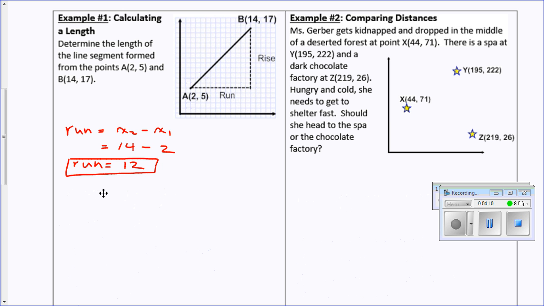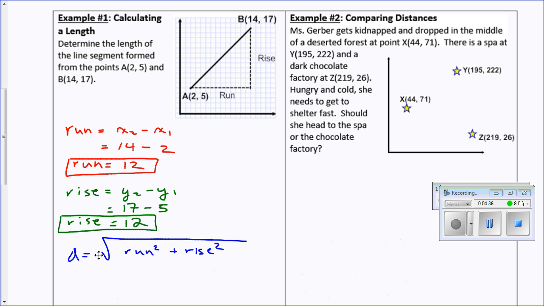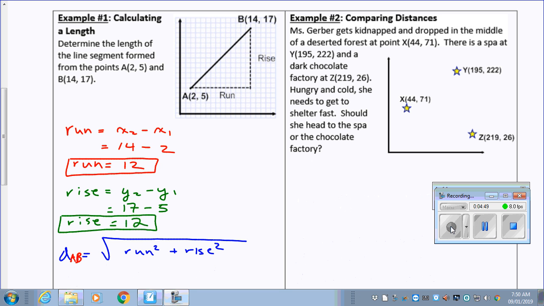Now, the next thing that we have to do is calculate our rise. Our rise is given by y2 minus y1. So y2 is 17, and 5 is our y1. So we end up with this as our final answer. Now, using our base equation from before, we have this: d is equal to the square root of run squared plus rise squared. Now, if we want to take that information to the next level, we're going to have to do the following.